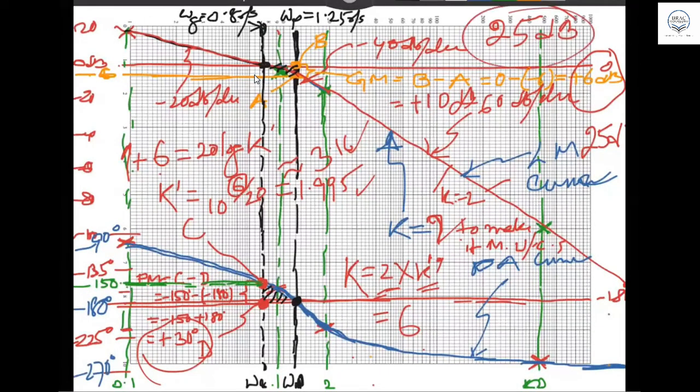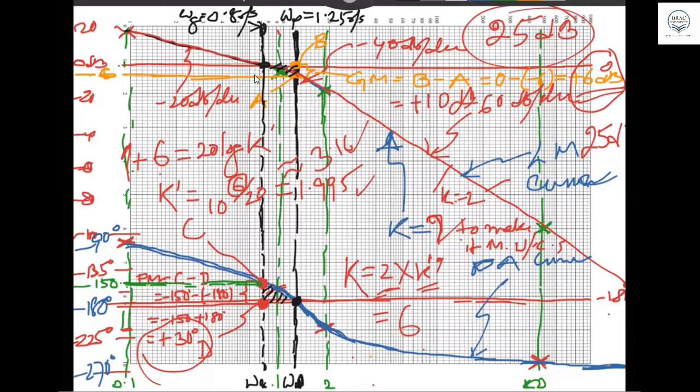I want to get 25 dB gain margin. So what will be the total final gain? At the moment, I got positive 6 dB gain margin, right? For K equal to 2. All of you got it? Yes, sir.